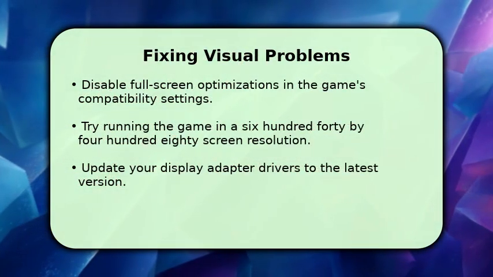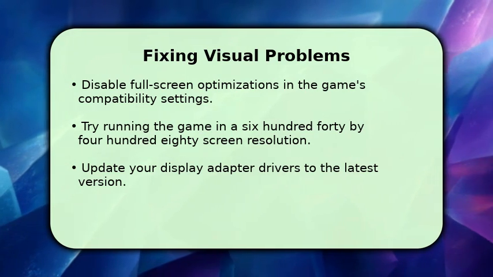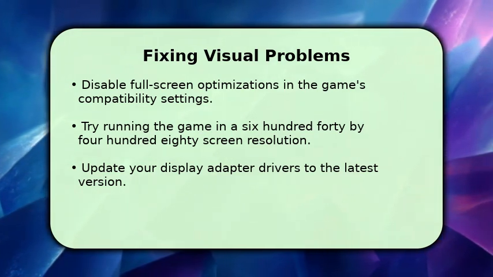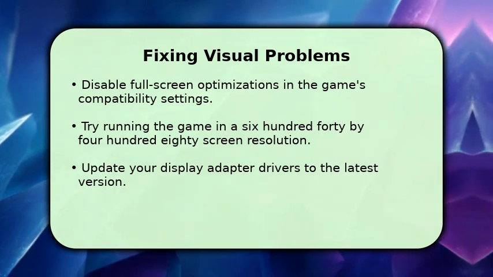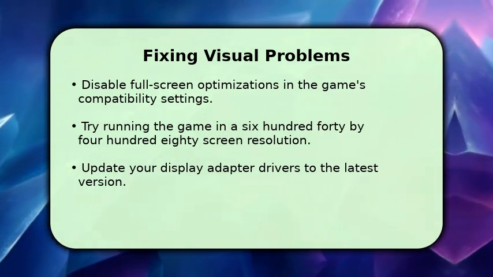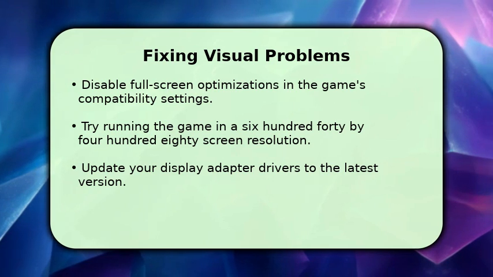Many players encounter graphical glitches with classic Age of Empires 2. To fix these, disable full-screen optimizations in the compatibility settings. This can prevent issues like black screens or incorrect colors.